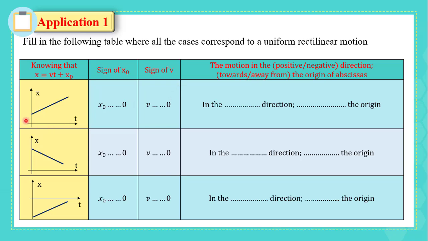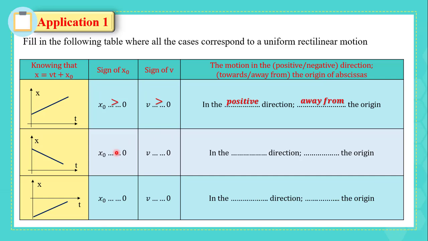In the first curve, it's clear that x0 has a positive value, and since the line is an increasing line, it is of positive slope, and the slope in this case is v, then v is positive. Since v is positive, the object is moving in the positive direction, and since the value of the abscissa increases, the object moves away from the origin.